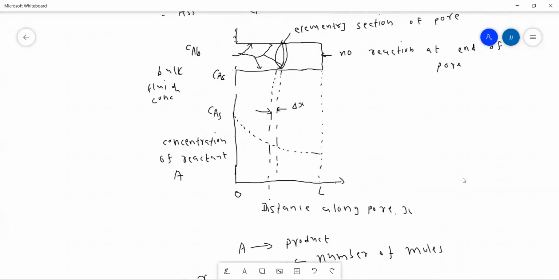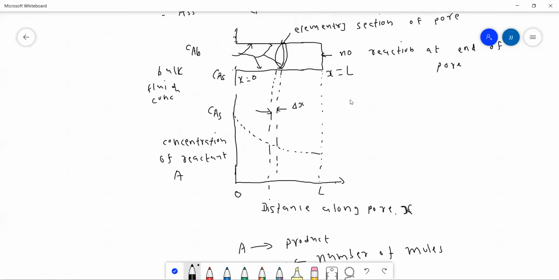So this is the distance along the pore, x. x is equal to 0 here, and x is equal to L here, right? So CA becomes CAS. This is one boundary condition, right?